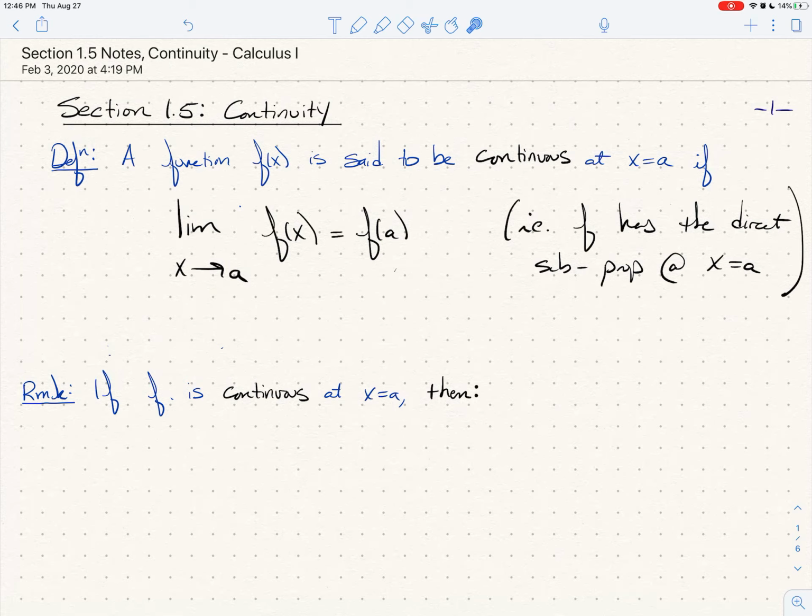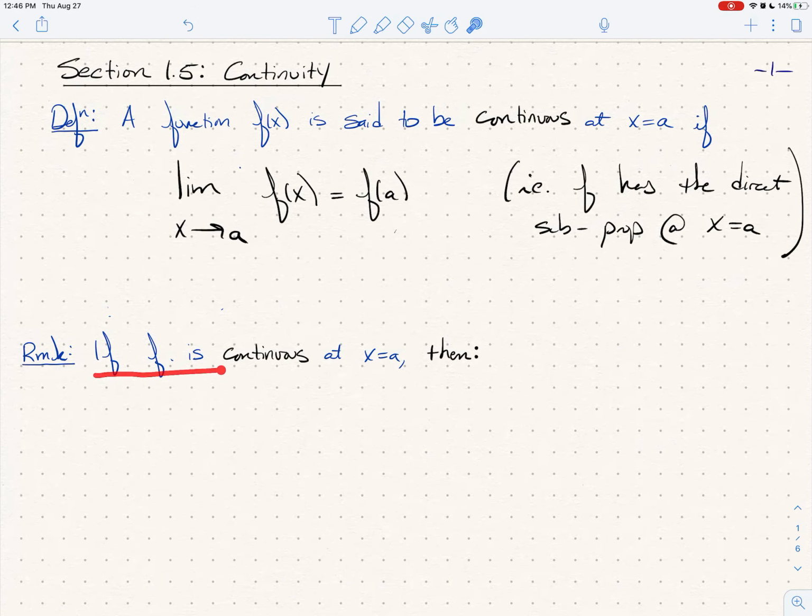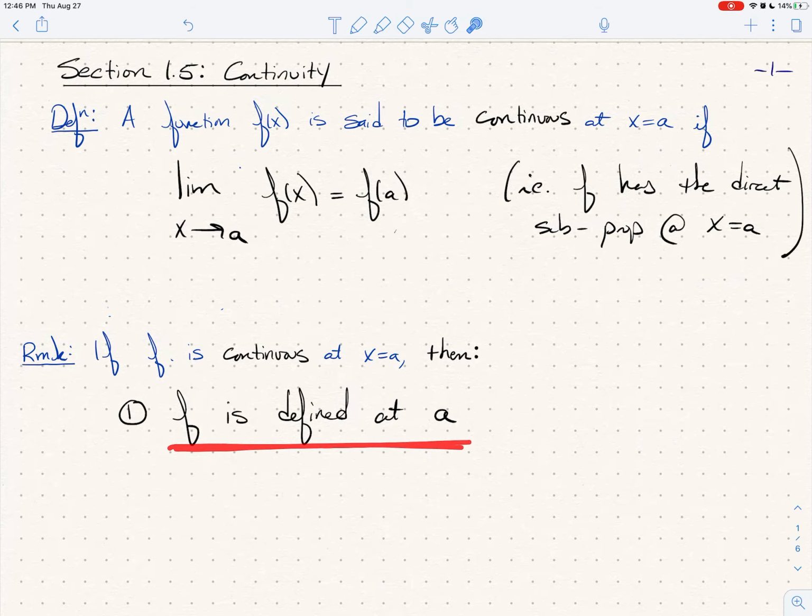And so I want to highlight the three things that fall out of this definition. If f is continuous at x equals a, then you know that this relationship holds, and that's really telling you three things. So here we go. The first thing it's telling you is that f is defined at a. A has to be in the domain of f. F of a has to make sense. If there is no f of a, then you certainly can't have this limit equal to f of a, right? So certainly f has to be defined at a.